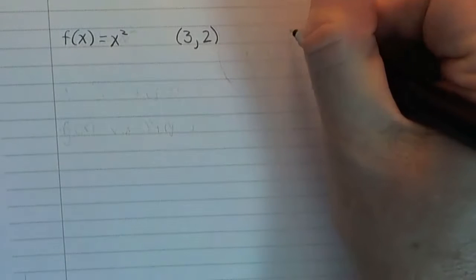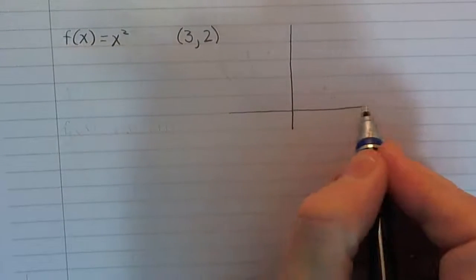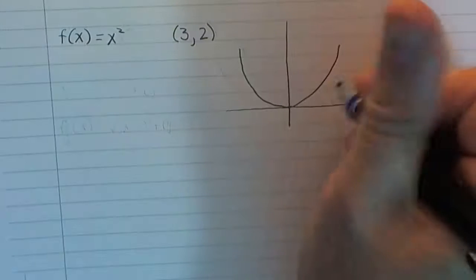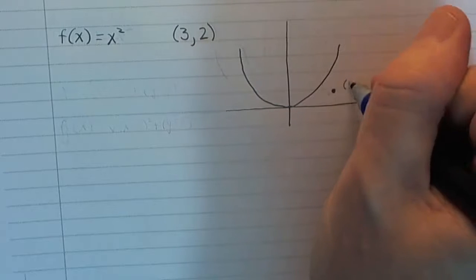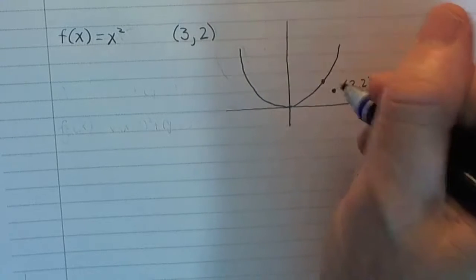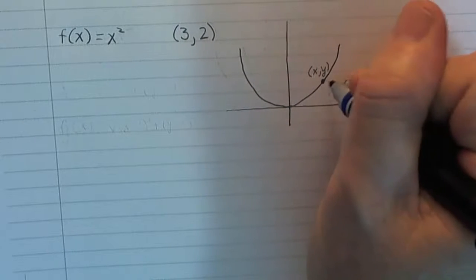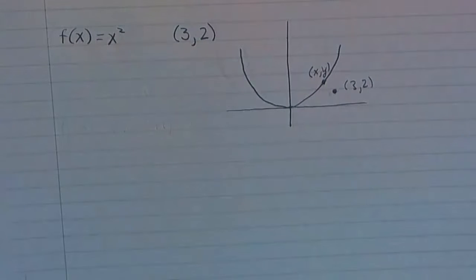Well, let's draw a picture of what we're looking for here. We've got a parabola here, and we've got a point right here at (3, 2). And we're trying to find the point on this curve, I'll just call it (x, y), that is the closest of all these points to that point.